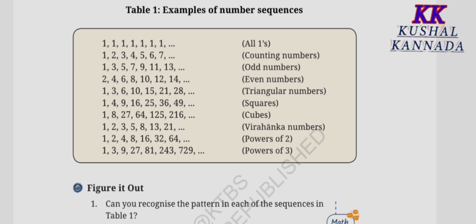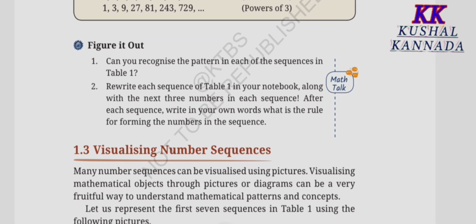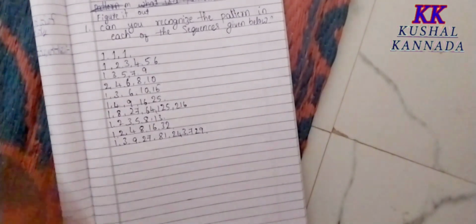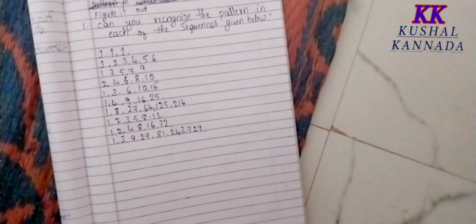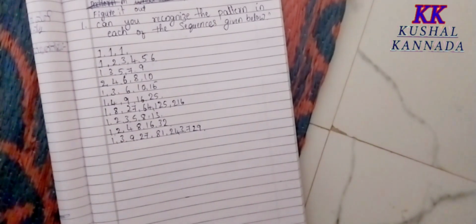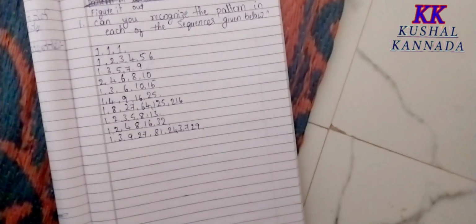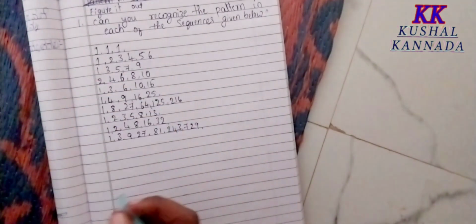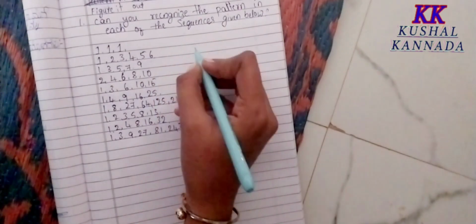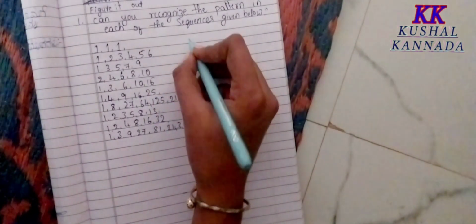Okay, did you understand this table? Next, I will go through the exercise. Can you recognize the pattern in each of the sequences given below? Okay, next I will explain. The first one is the sequence of all ones, right?